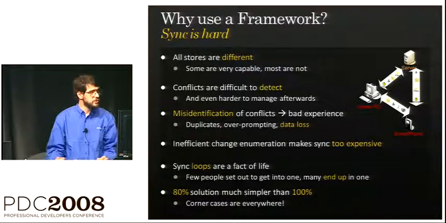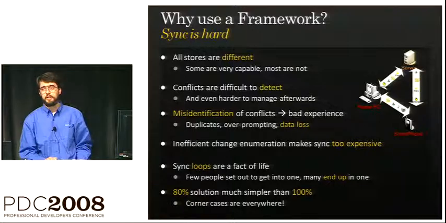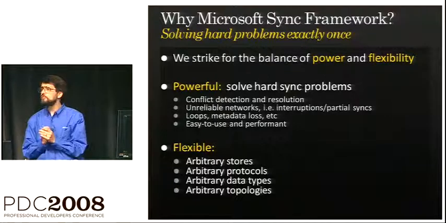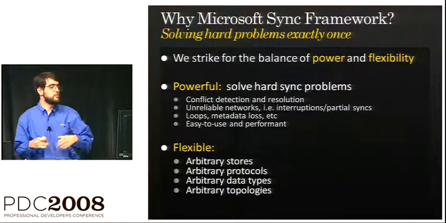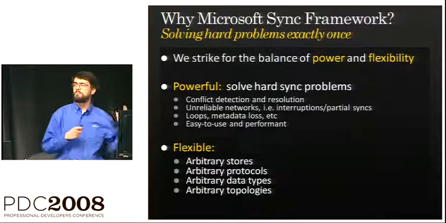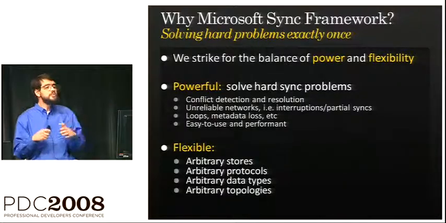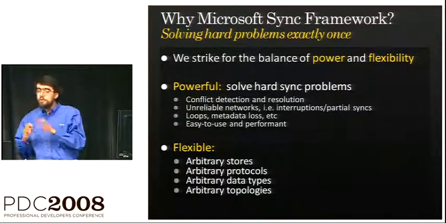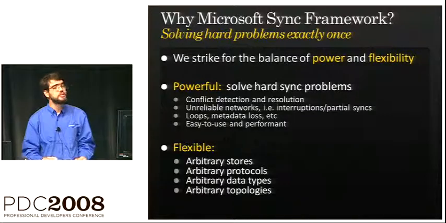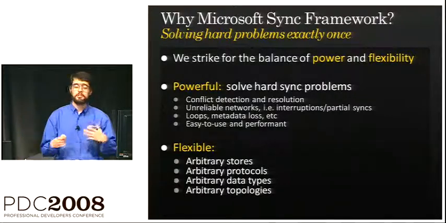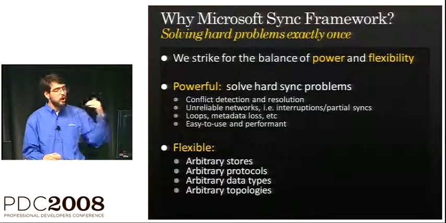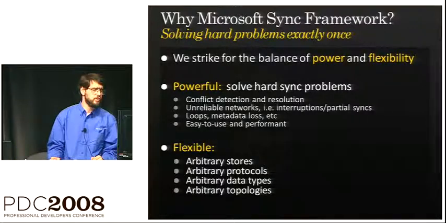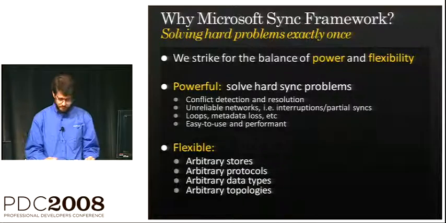Because the number of corner cases in sync is very large, to do with loss of metadata, various kinds of connection interruptions, etc. And that is what Microsoft Sync Framework set out to accomplish. We noticed that many of the problems from the previous slide can be solved in ways that are independent of the underlying store, of the underlying protocol, of the underlying data type, or even the topology in which the synchronization solution is connected. And we set out to solve these problems, or at least as many as we can, in ways that are independent of all of these different assumptions. Take care of conflict detection, take care of unreliable networks, etc.